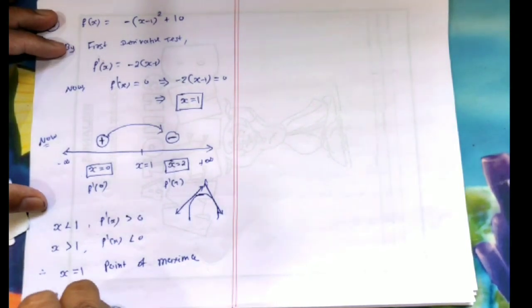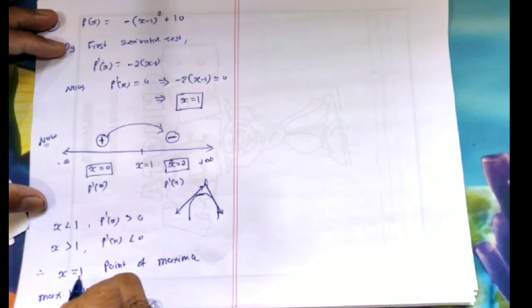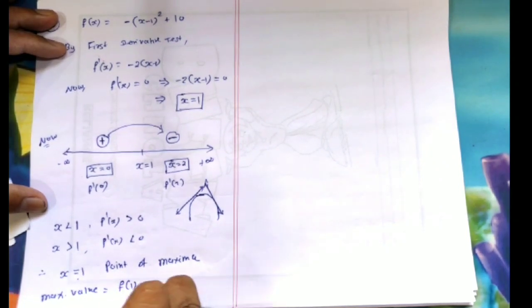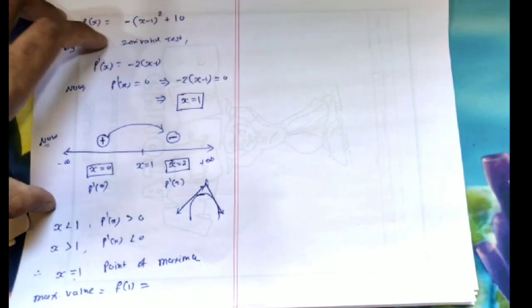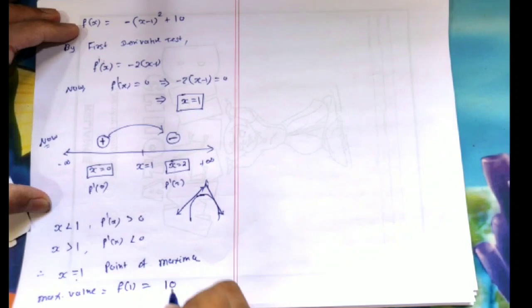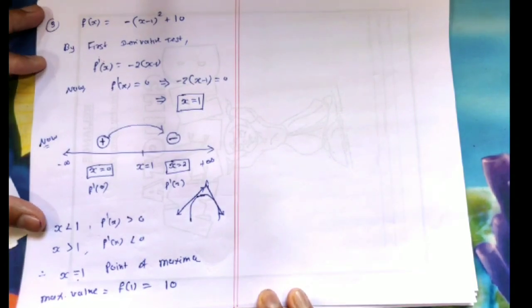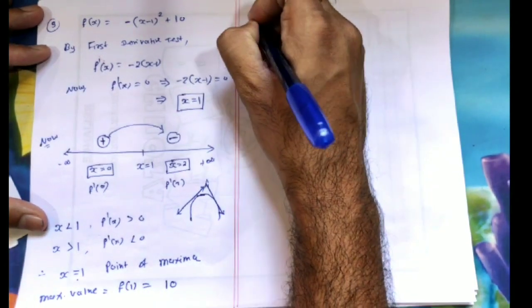So the maximum value of the function is, find the value of function at x equal to 1. So maximum value is f of 1, and that is equal to, put 1 here. 1 minus 1, 0 square, 0 plus 10. So maximum value is 10. So maximum value of this function is 10. Clear, students? So this is your question number 3. Now question number 4.